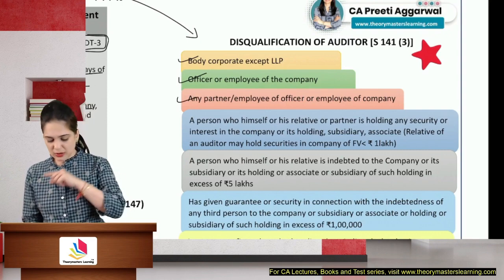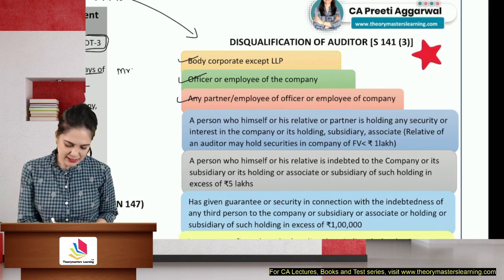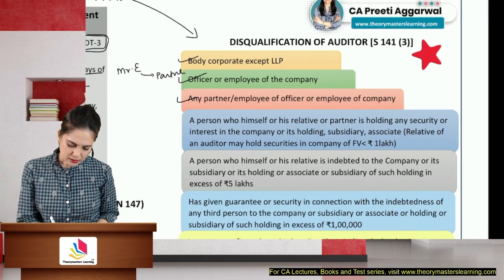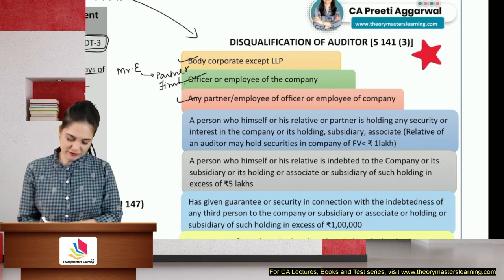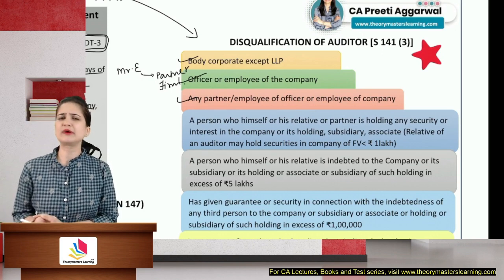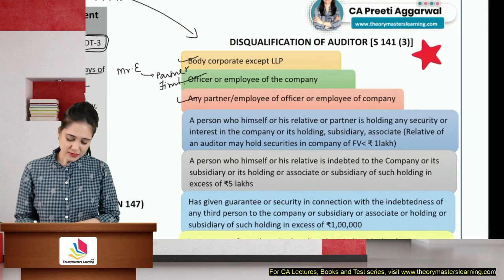Any partner or employee of the officer or employee of the company. Now let's say Mr. E is an employee of the company. He is also a partner in a firm. That partner cannot be appointed as auditor of the company. Any partner of that firm cannot be appointed as auditor of the company, because Mr. E can easily influence them.